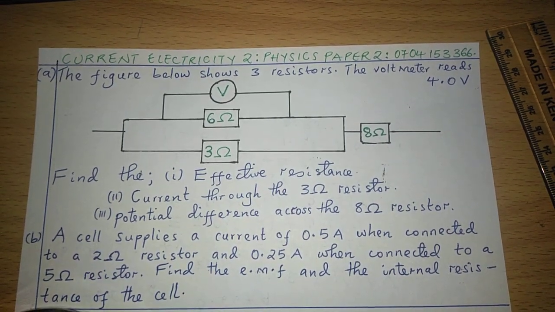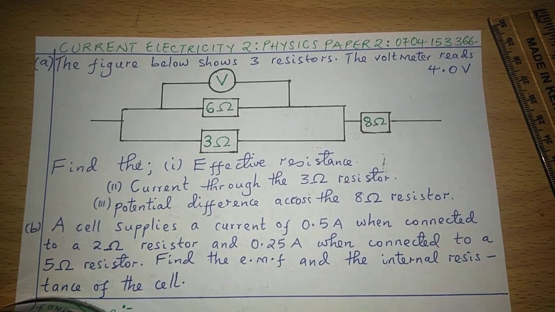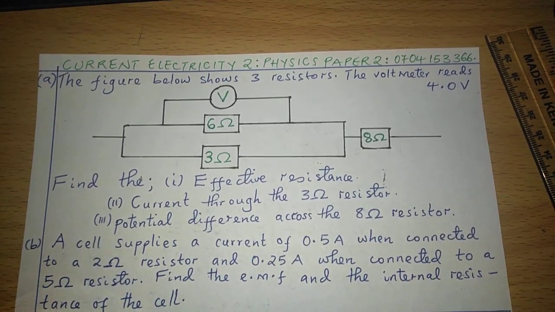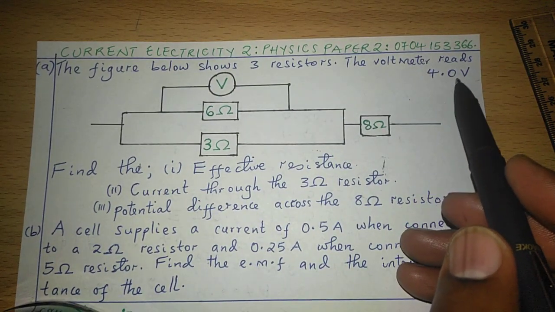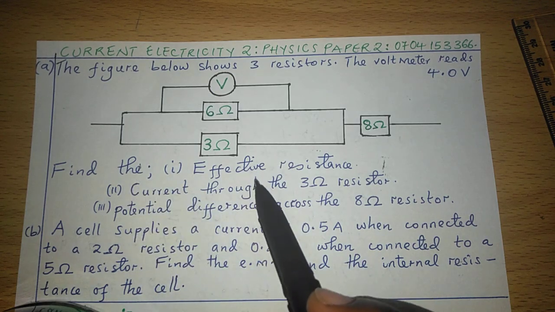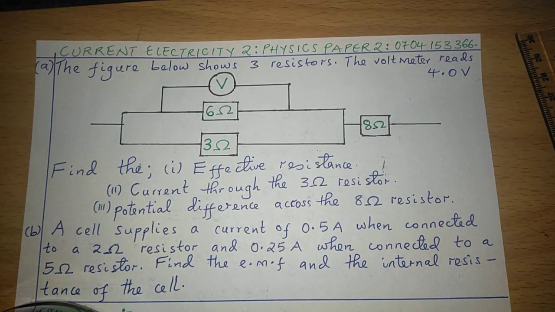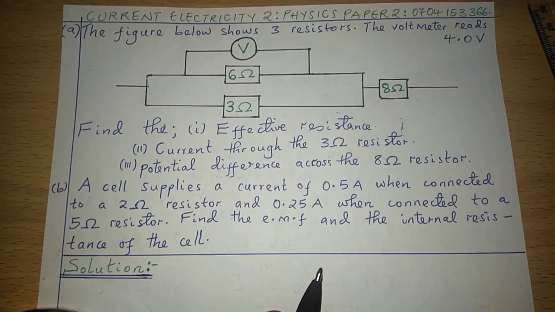We are going to handle current electricity 2, a paper 2 session, whereby we are told that the figure below shows 3 resistors, and we are told that the voltmeter reads 4 volts. Then we are told to find the effective resistance. So for us to calculate effective resistance, we first of all have to analyze how these resistors are connected.